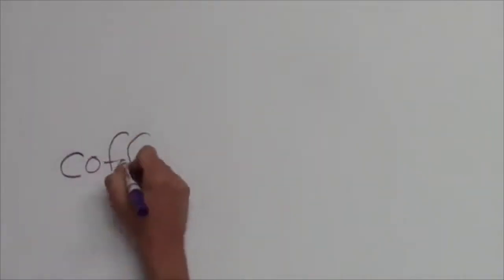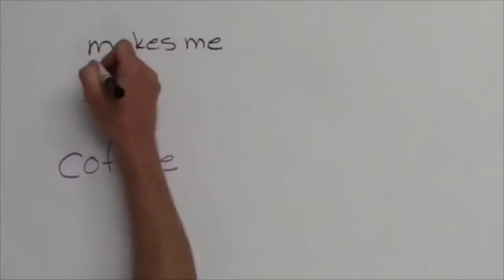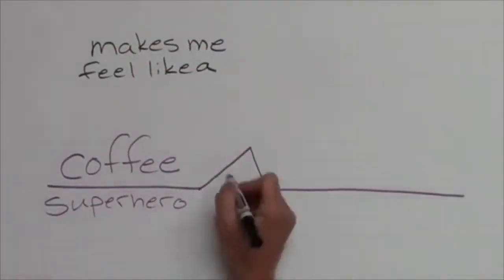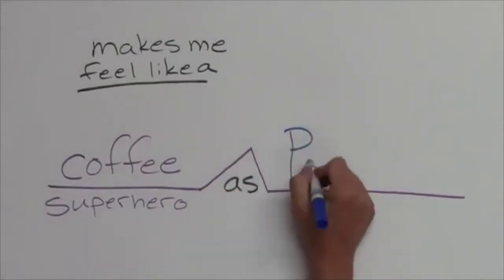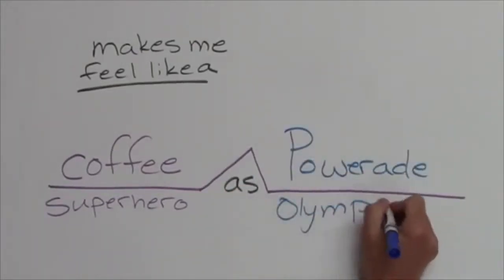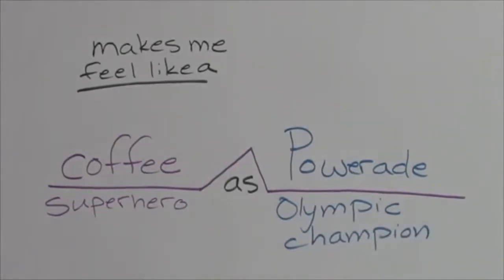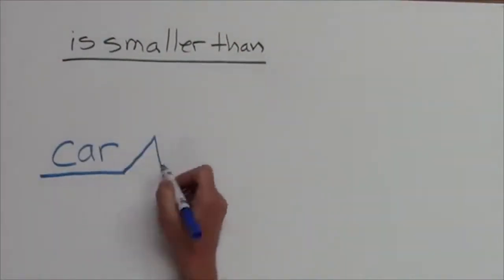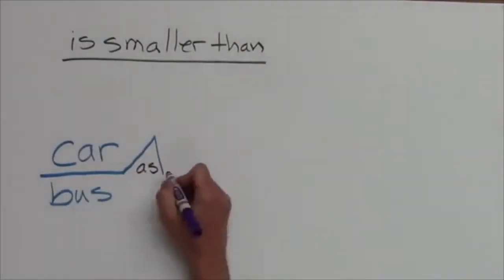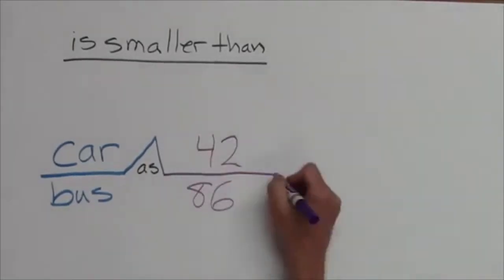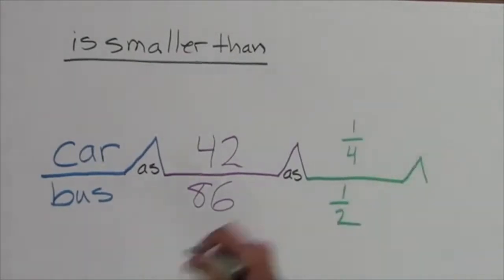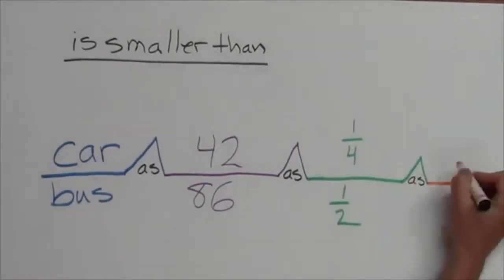Well, how about this one? My 2 favorite beverages, coffee and Powerade. They both invoke powerful feelings, but different feelings. Coffee makes me feel like a superhero. just as Powerade makes me feel like an Olympic champion. You can bridge analogies across more than just two things with the bridge map. Let's see. A car is smaller than a bus, just as 42 is smaller than 86, and 1/4 is smaller than 1/2, and a centimeter is smaller than an inch.